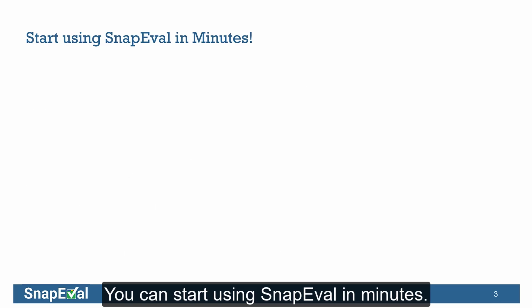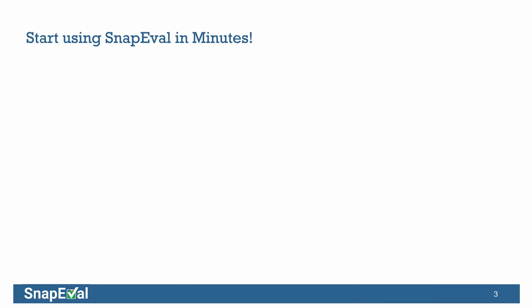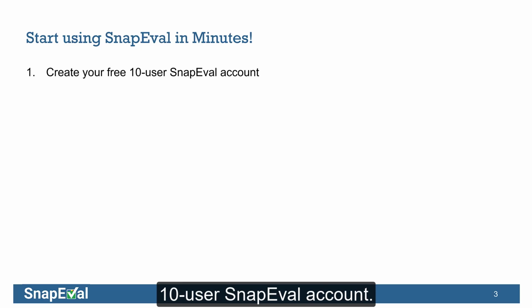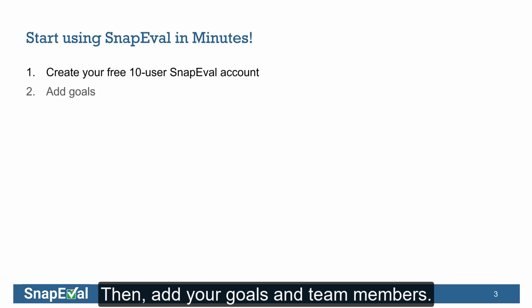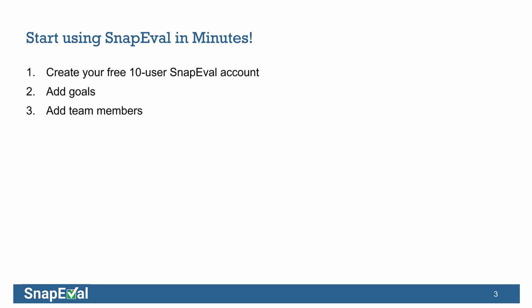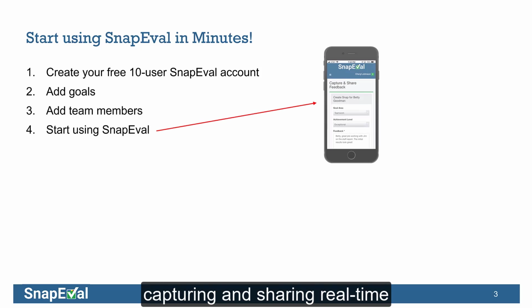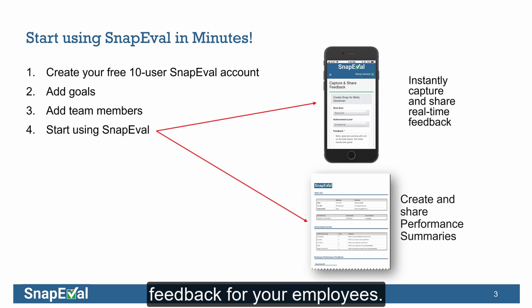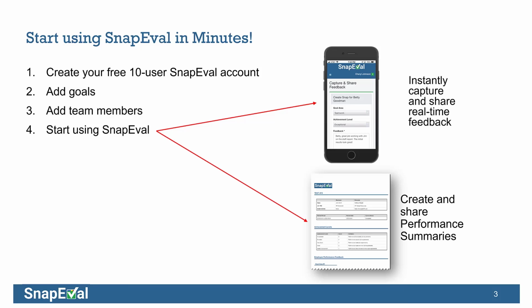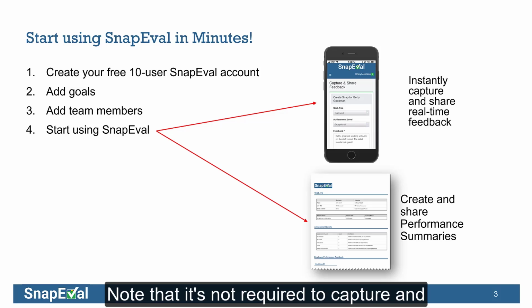You can start using SnapEval in minutes. First, create your free 10-user SnapEval account. Then add your goals and team members. You can immediately begin capturing and sharing real-time feedback for your employees. You can also immediately create and share performance appraisals, what we call performance summaries, with your employees. Note that it's not required to capture and share real-time feedback as a prerequisite for creating performance summaries.